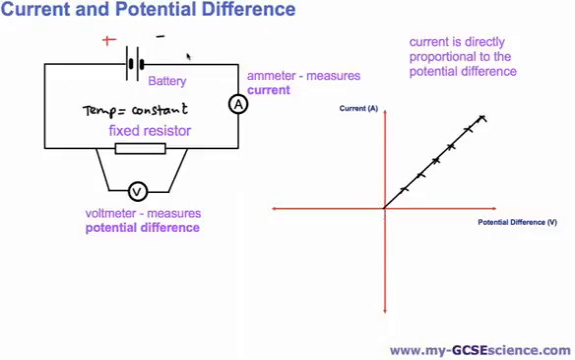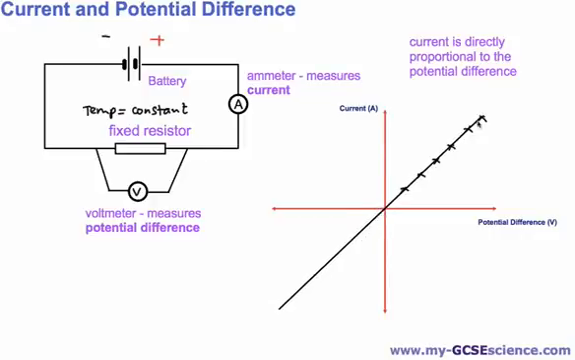Now the way that could happen in the circuit is if we flip around our battery, what would happen is you would start getting minus readings or negative numbers recorded on your voltmeter and on your ammeter, but the graph would still have the same shape or the same straight line relationship. So it would actually look like that.